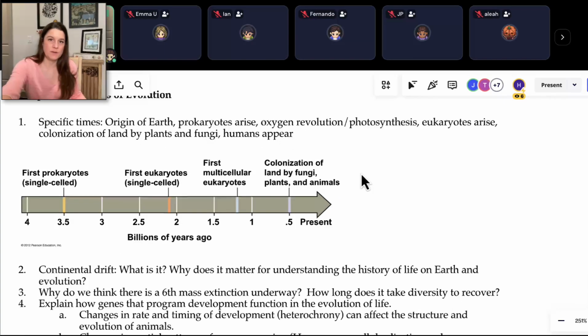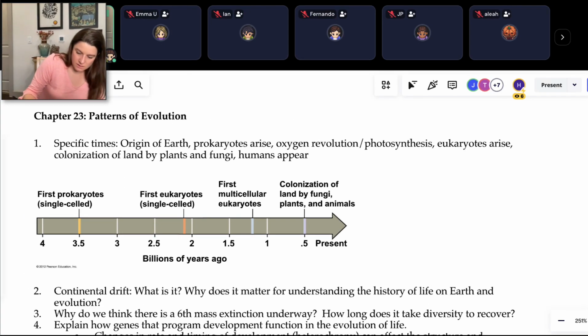Origin of Earth, we can write these on here. 4.6 billion years.